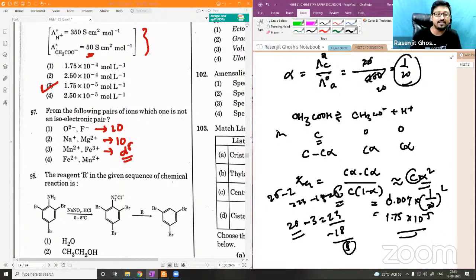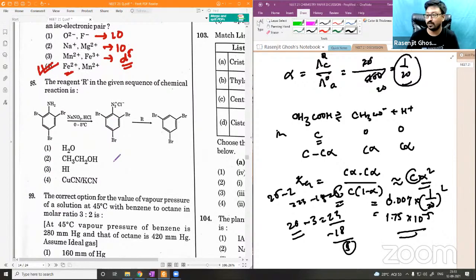And similarly, what you can see here, Fe2 plus is a d6 system. It will have 1 electron in excess. So these two are not an isoelectronic pair. So option number 4. Okay. 98. Coming to question number 98.